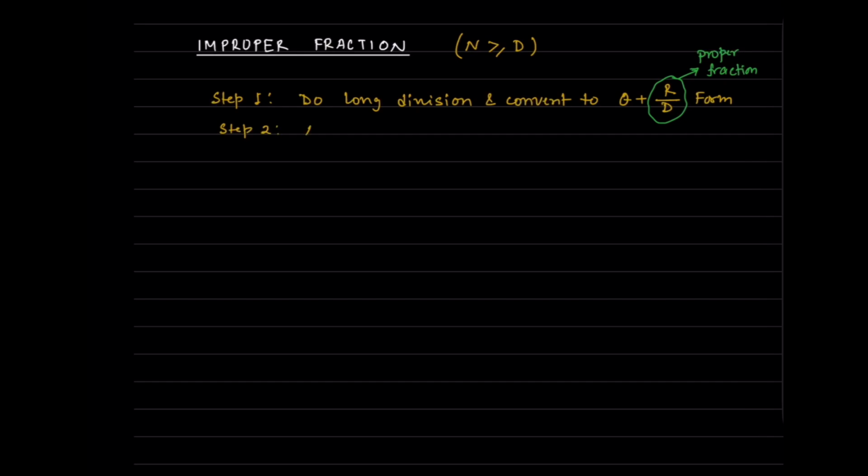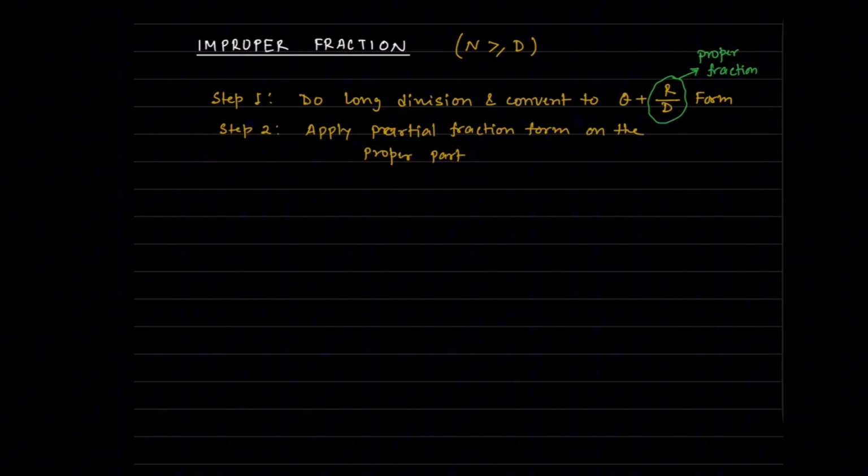Now you apply the partial fraction form on the proper part only. That means the r by d, whatever you get, on that proper part you apply your partial fraction form. So let's see one example.